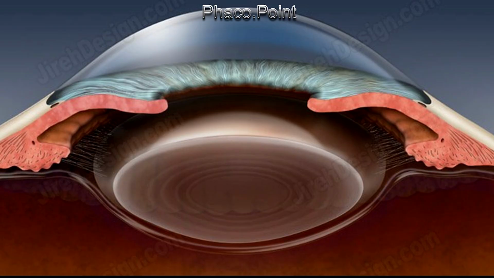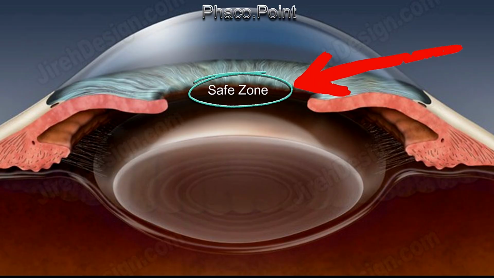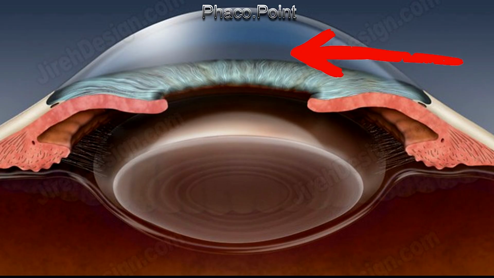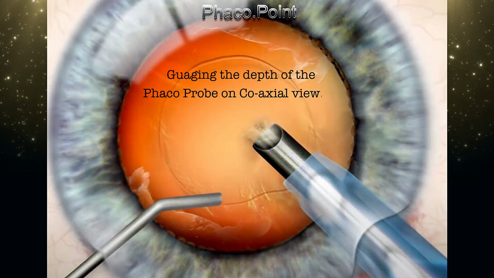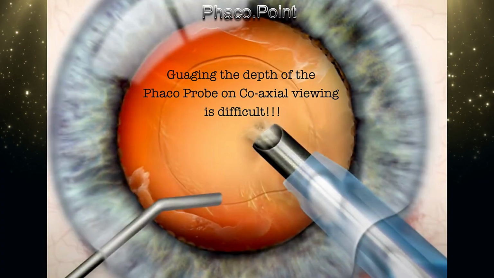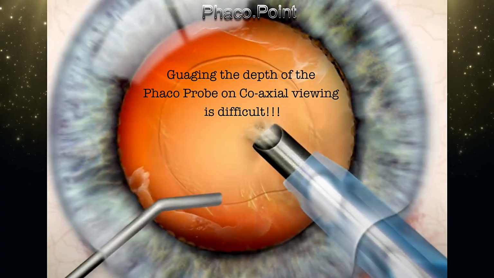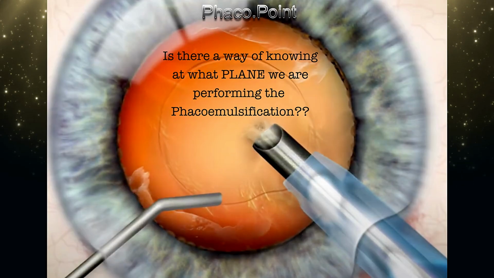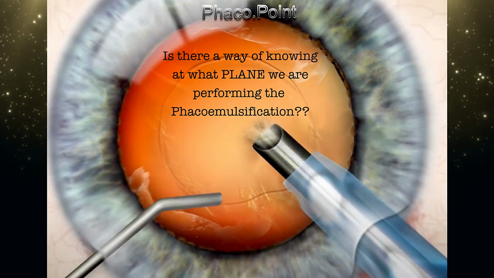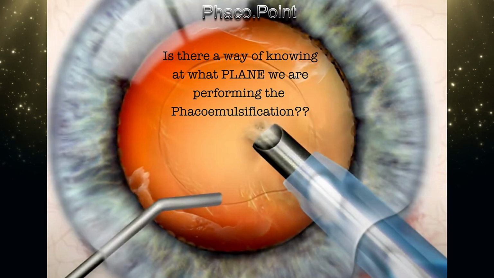At this point, the fragment can be emulsified at the supracapsular plane or the iris plane, which is safe, or it may be emulsified totally in the anterior chamber, which is pretty unsafe as the Phaco tip lies close to the endothelium. And since it's not easy to gauge the depth while viewing coaxially through the operating microscope, is there any way of knowing at which plane we are actually performing the Phaco emulsification, as coaxial viewing does not seem to give us any clues?